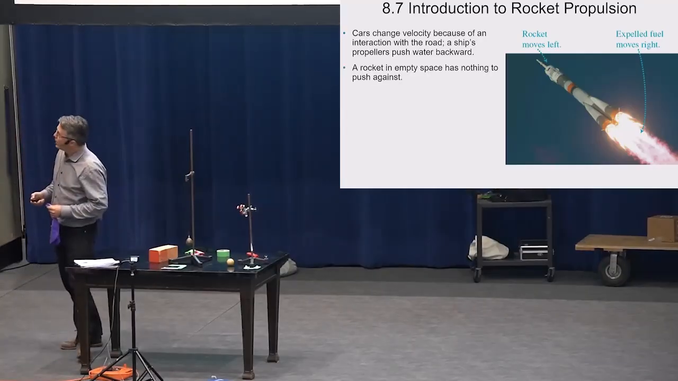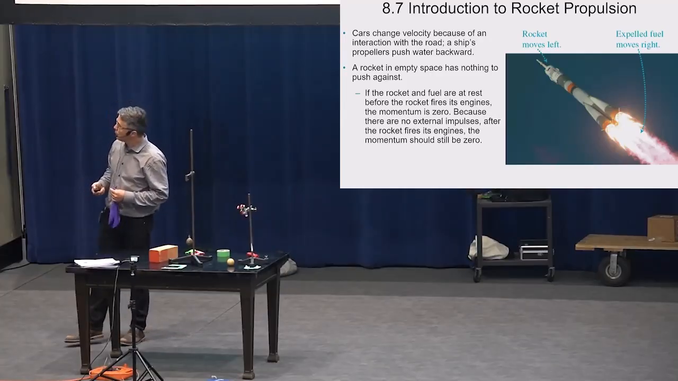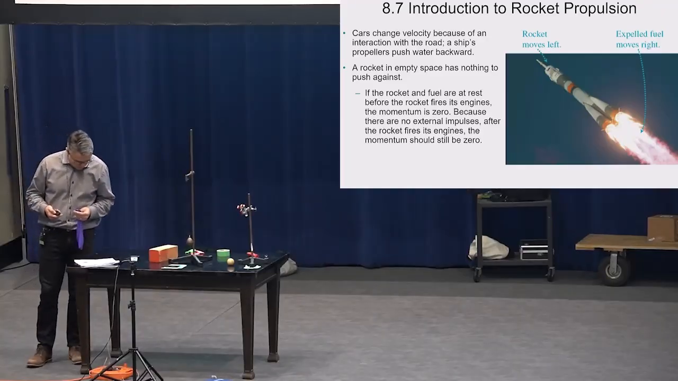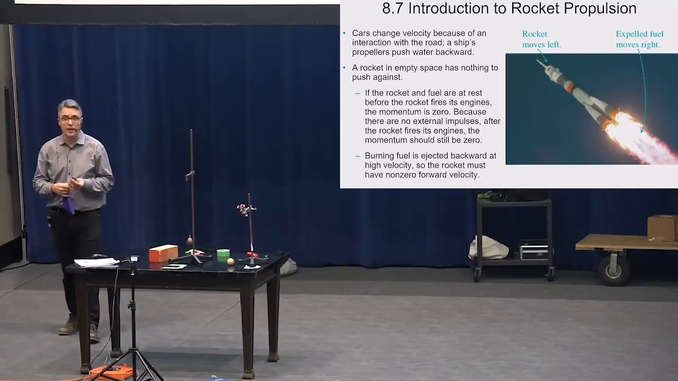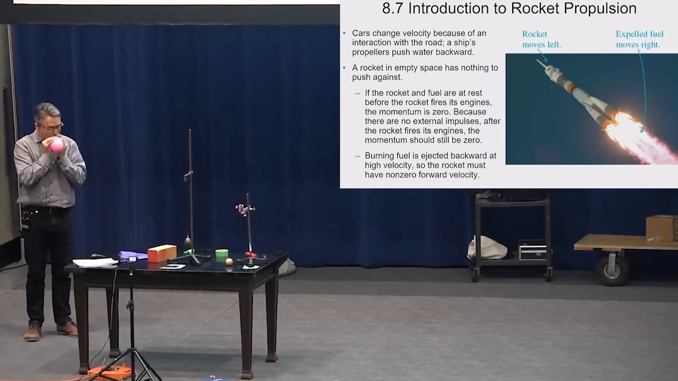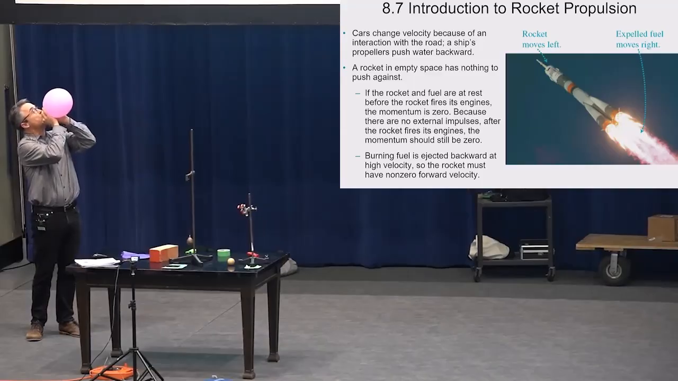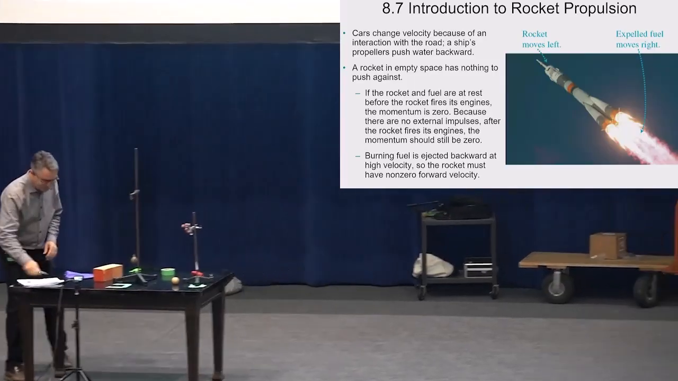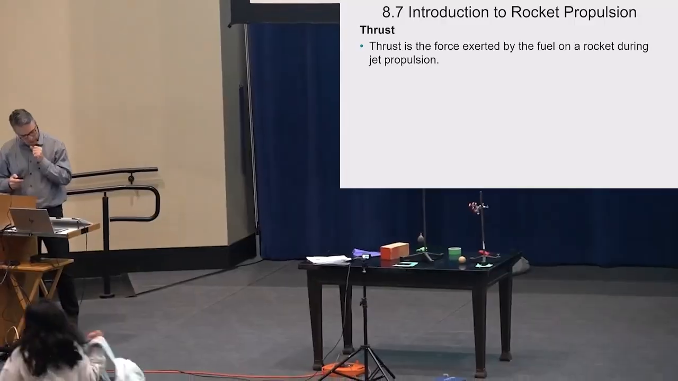A rocket in empty space has nothing to push against, so if the rocket and the fuel are at rest before the rocket fires its engines, momentum is 0. But because there's no external impulses, after the rocket fires its engines, the momentum should still be 0. So what happens is that the exhaust moves one way and the rocket moves the other way. Basically, the reason why the balloon zips away, as you've all done, is the exhaust goes out the other way.